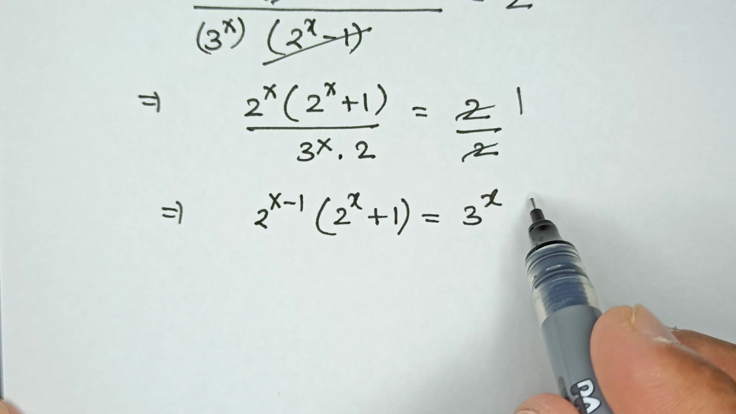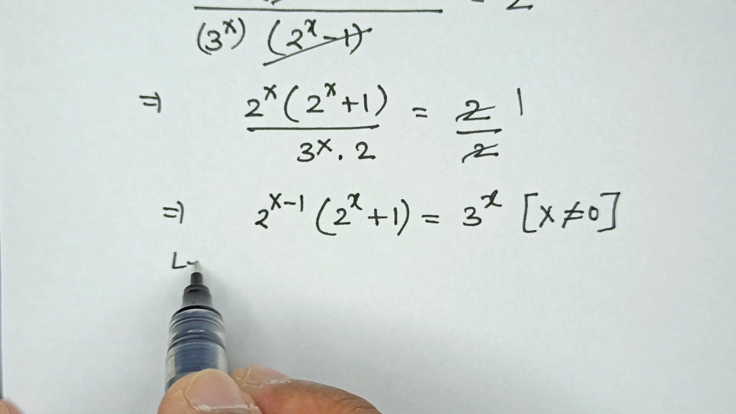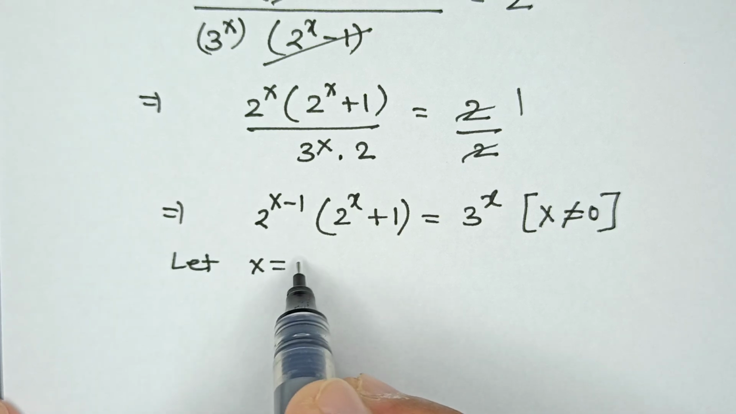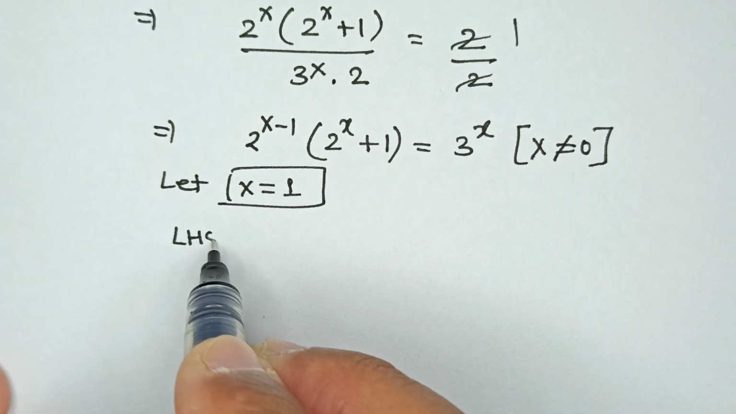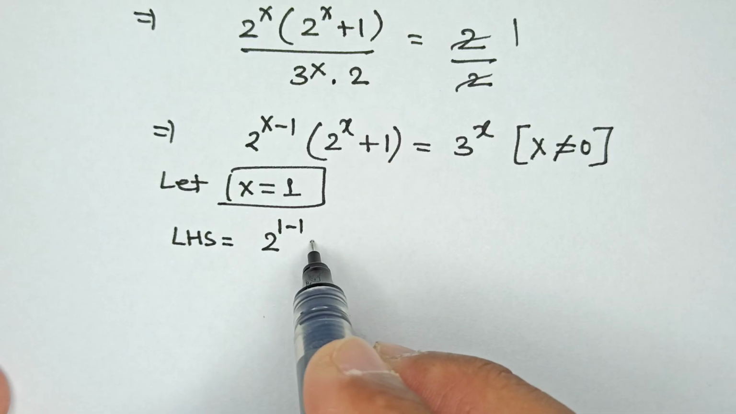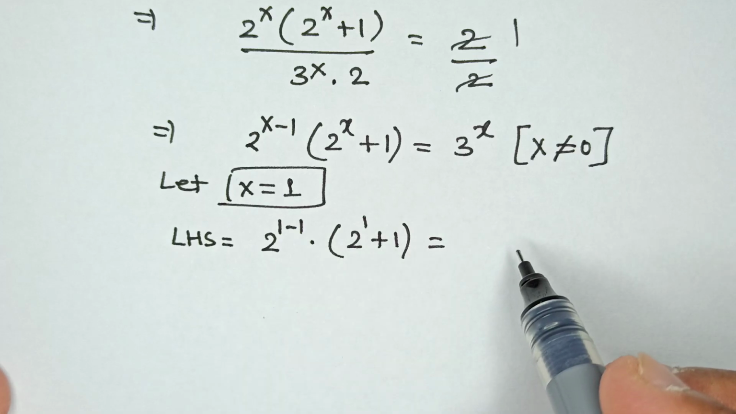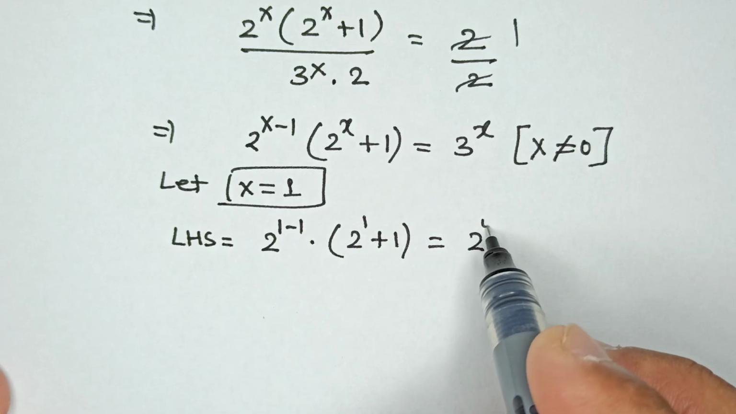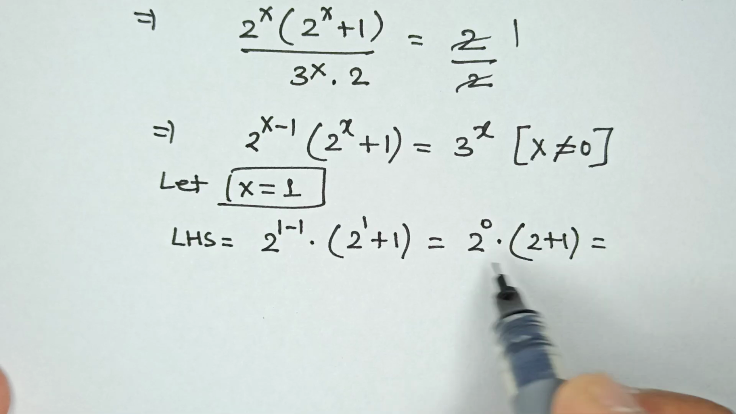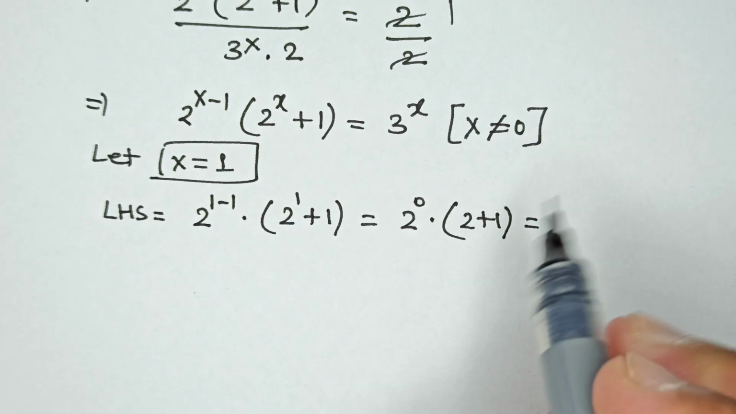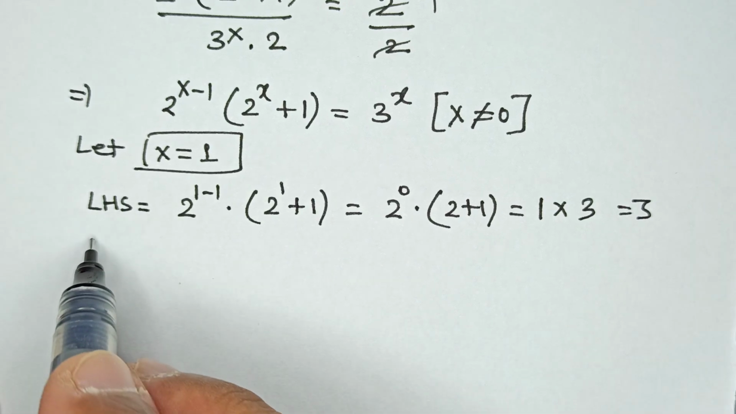Now this clearly means that the value of x cannot be equal to 0. So let us assume that the value of x is equal to 1. Now let us calculate the value of LHS. The LHS is (2 raised to the power 1 minus 1) multiplied by (2 raised to the power 1 plus 1). Now 1 minus 1 is 0, so this is 2 raised to the power 0 multiplied by 2 raised to the power 1, that is 2, so 2 plus 1. Now 2 raised to the power 0 is 1, so this is 1 multiplied by 3, which is 3. So the value of LHS comes out to be 3.